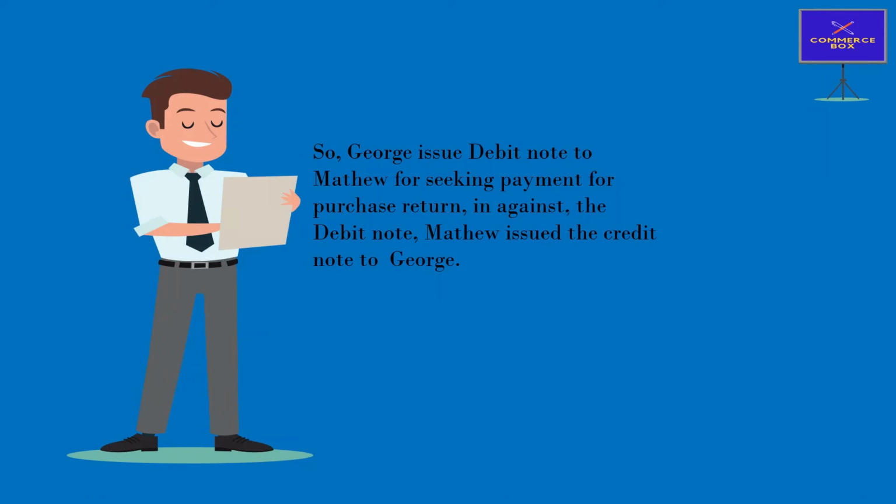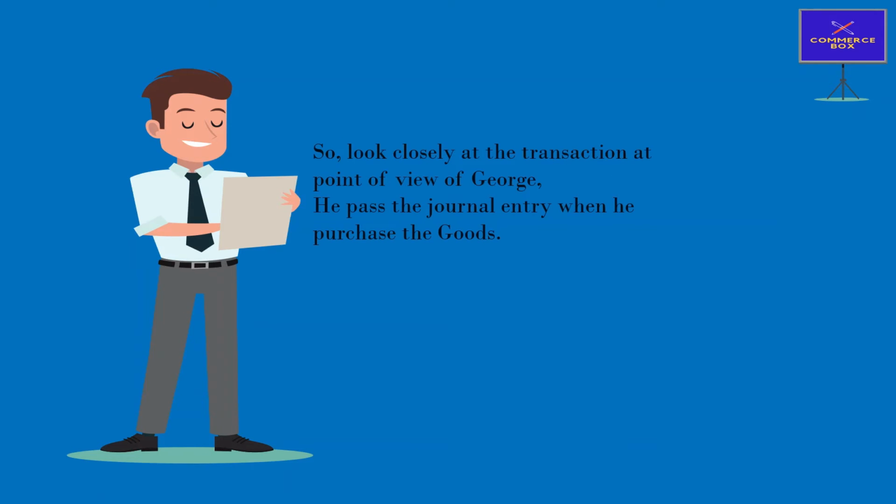On that transaction, when he returned the goods, that is a purchase return, Mr. George issued a debit note to Mr. Matthew. On the other hand, against that debit note, Mr. Matthew issued a credit note to George. Then why did Mr. George issue that debit note?